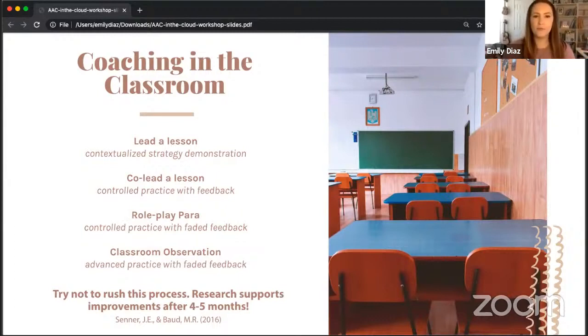So the first step when it comes to coaching in the classroom is that you would go in and lead a lesson. In Sennett and Bod's research, they call this contextualized strategy demonstration. It's contextualized because it's happening in real time, in the moment, in the classroom.